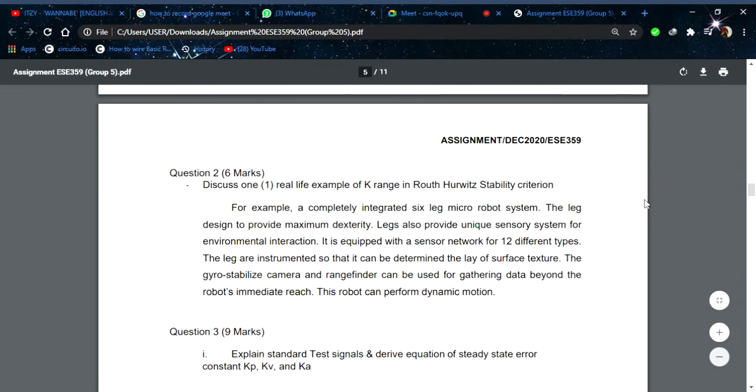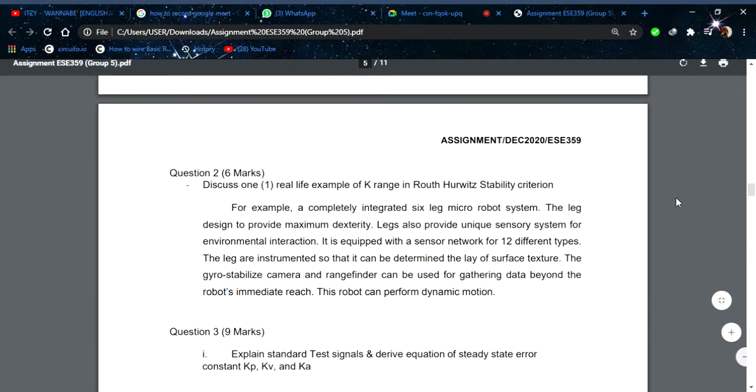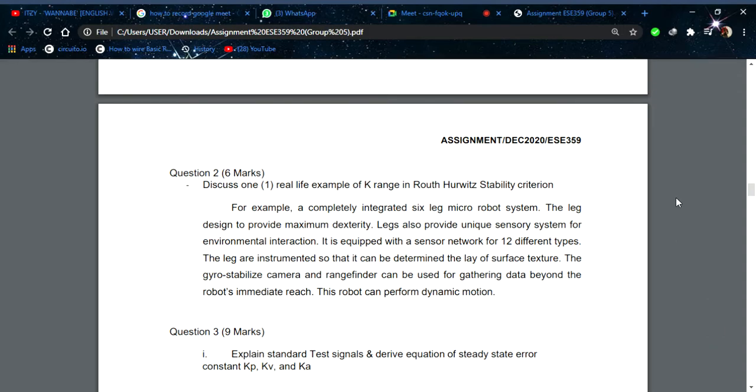So for question 2, discuss one real-life example of K range in the Routh-Hurwitz stability criterion. For example, a completely integrated six-leg micro-robot system, with legs designed to provide maximum dexterity. The legs also provide a unique sensory system for environmental interaction. It is equipped with a sensor network that includes 150 sensors of 12 different types.